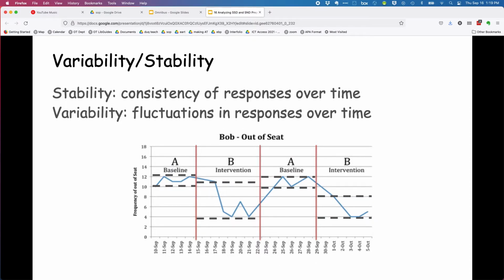In variability or stability, what we're looking for is, well, how much change is there within each phase? So it might be that an intervention doesn't change the level or trend of data, but it does make the data much more or much less variable. And in this case, you can see in the baseline phase, there's very little variability. In the intervention phase, there's much more variability of the data. And same between this baseline phase and this intervention phase.